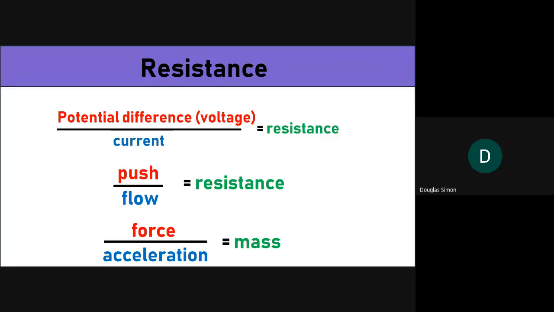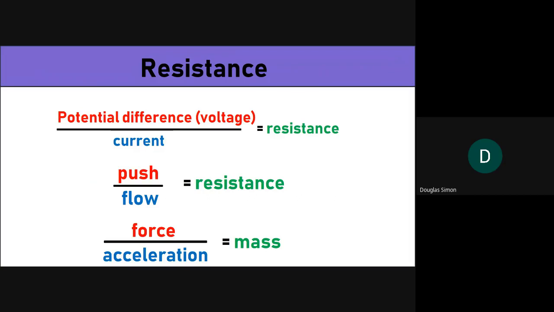Current is what is moving, it's what is flowing. Or you might think of it as something moving in terms of it accelerating, getting faster. If you push something, it will get faster. Now, the ratio of these two, the ratio of push to flow, the ratio of force to acceleration, the ratio of potential difference to current is how easy or how hard it is to move. And that is known as the resistance.